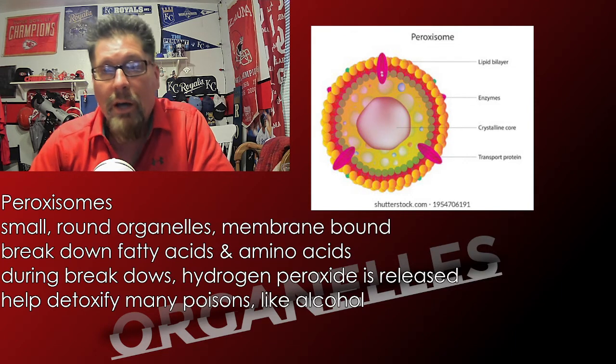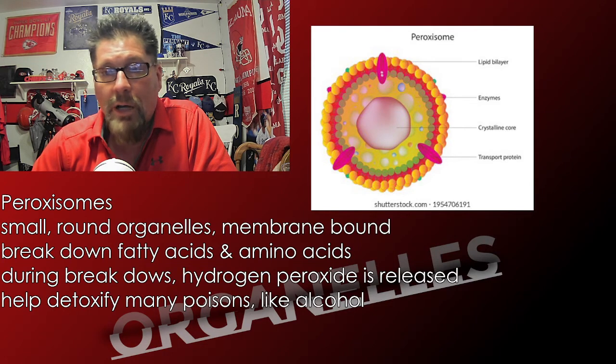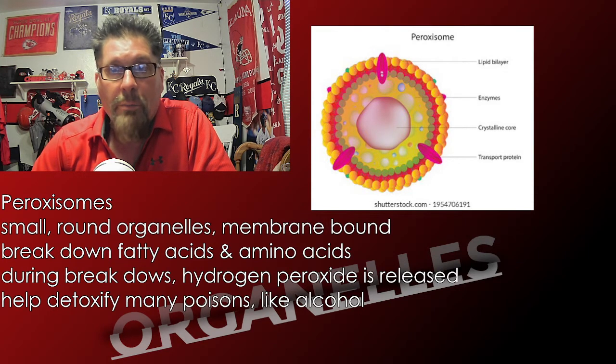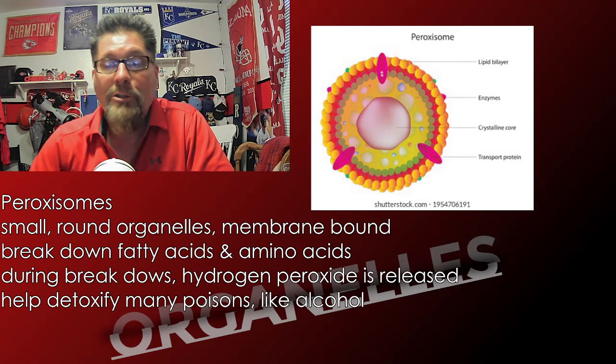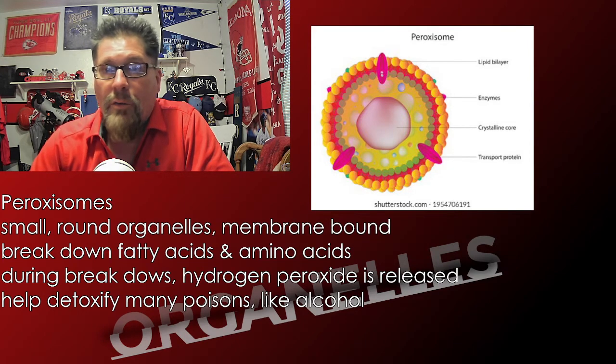They're breaking down fatty acids and amino acids. So again, they're just around the cell, and when they come in contact with these, they help to break them down. And they get their name because through their breakdown process, a product that comes out of that is hydrogen peroxide that gets released. And so therefore that's where they get their name, peroxisomes, peroxide.